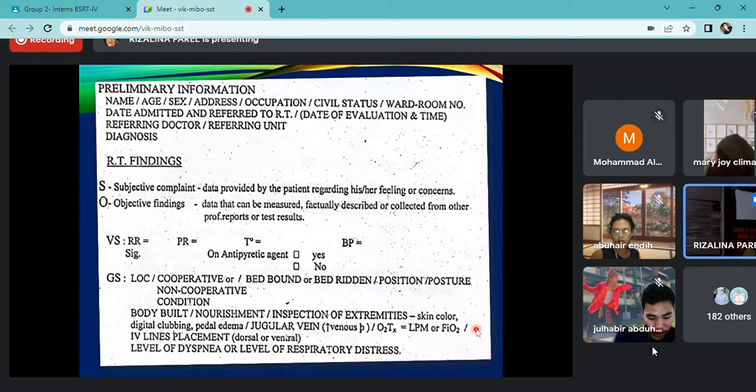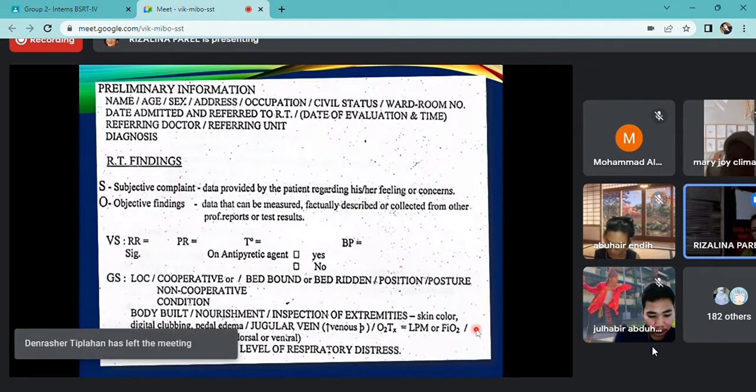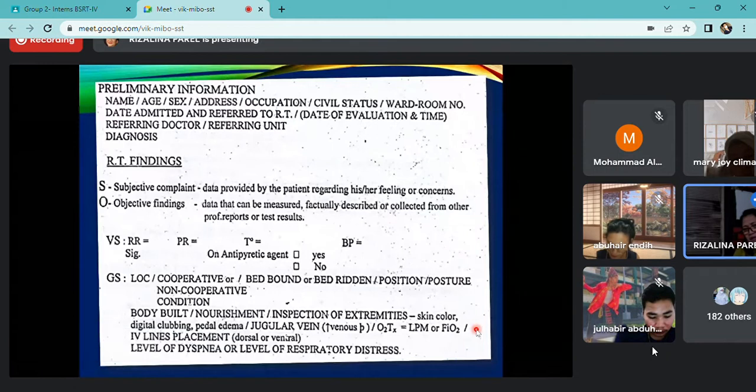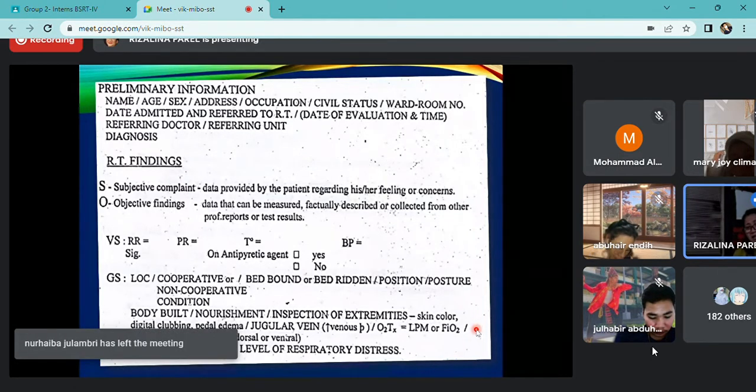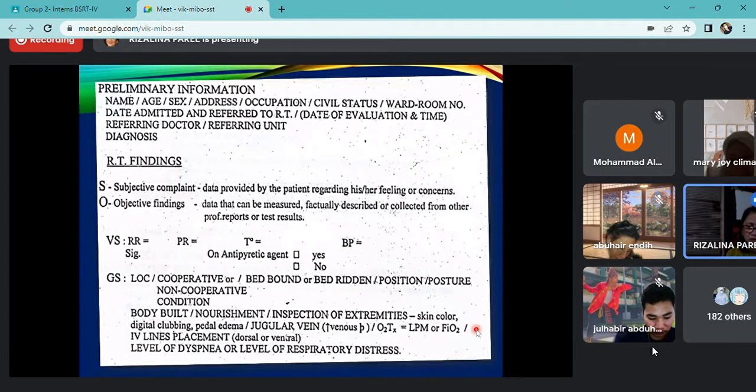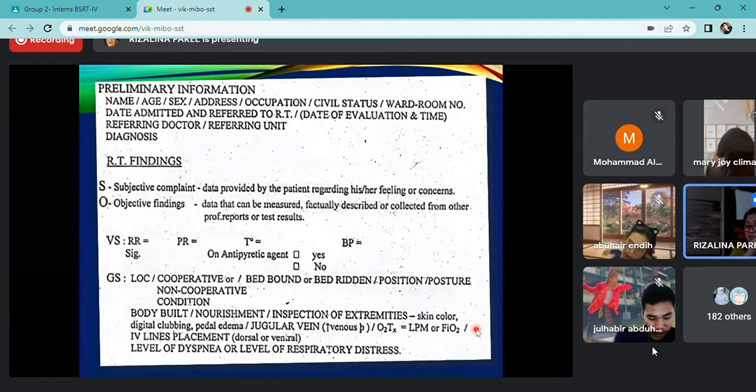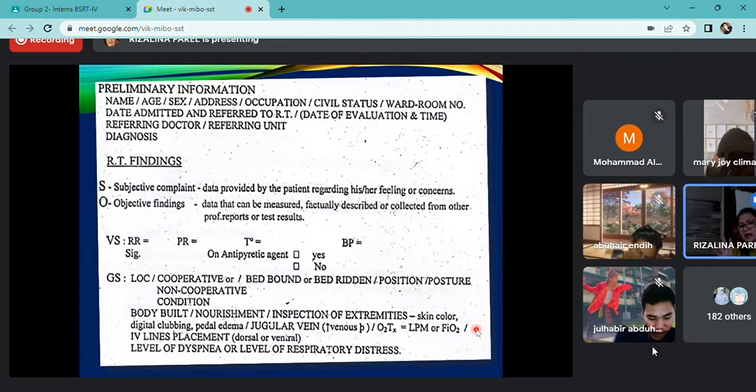Level of dyspnea or level of respiratory distress. So, we know the grade of dyspnea, grade 1, grade 2, grade 3, grade 4, and grade 5. Ginagamit natin yan to determine the level of respiratory distress. So, how will you know that the patient has? Lagi natin nakikita sa chart eh. Kung nagbabasa kayo ng chart, nakikita nyo doon, document ng doctor, mild respiratory distress, moderate respiratory distress, severe respiratory distress, and very severe respiratory distress. Okay? Saan nanggagaling yung category niya?